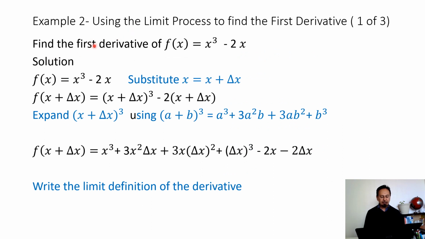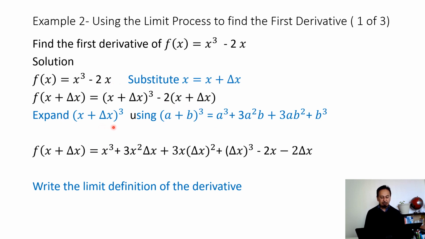Okay, so let's see example 2. We find the first derivative of f of x equal to x cubed minus 2x using the limit process. So let's start with f of x equal to x cubed minus 2x. Let's find f of x plus delta x. To do that, we substitute x equal to x plus delta x here. So it becomes f of x plus delta x equals x plus delta x to the power 3, minus 2 times x plus delta x.